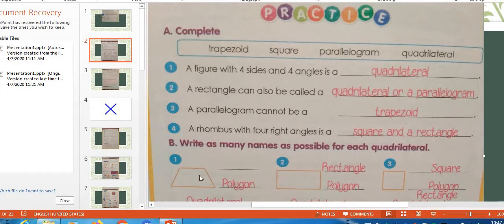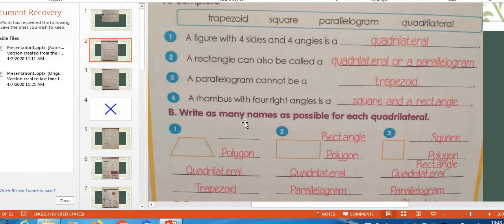This is the shape of a trapezoid. I have just one pair of sides that are parallel, while the other pair is not parallel. So it's the trapezoid. A rhombus with 4 right angles is, of course, the square or the rectangle. Okay, let's go to the other exercise.